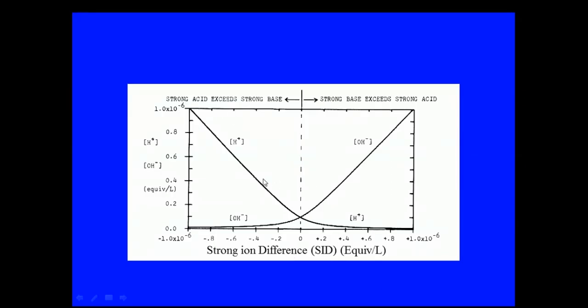Now, this can be looked at by this diagram out of Stewart's original book. On the y-axis you have hydrogen ion and hydroxyl in equivalents per liter, and on the x-axis the difference in charge between the positives and negatives. So I'll break this down. On the left side, you have the negatives greater than the positives, so chloride greater than sodium. On the other side, you have the positives greater than the negatives.